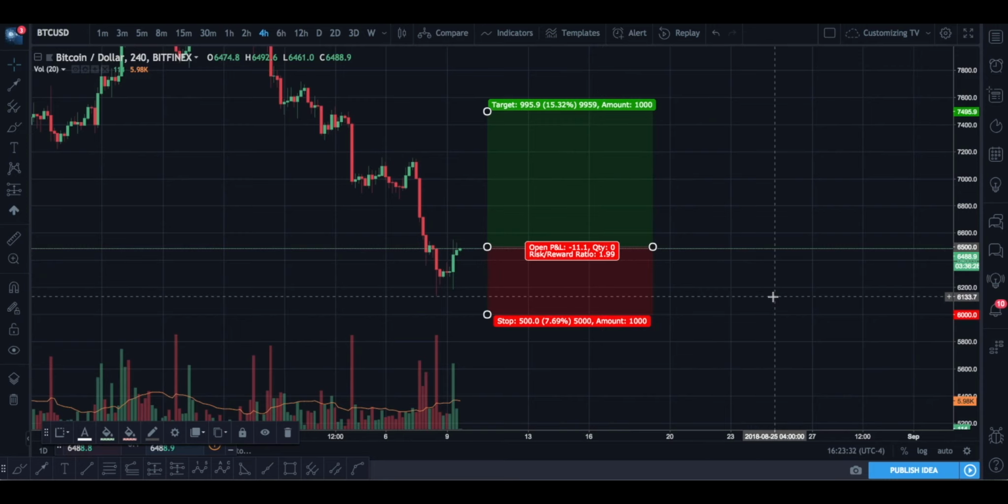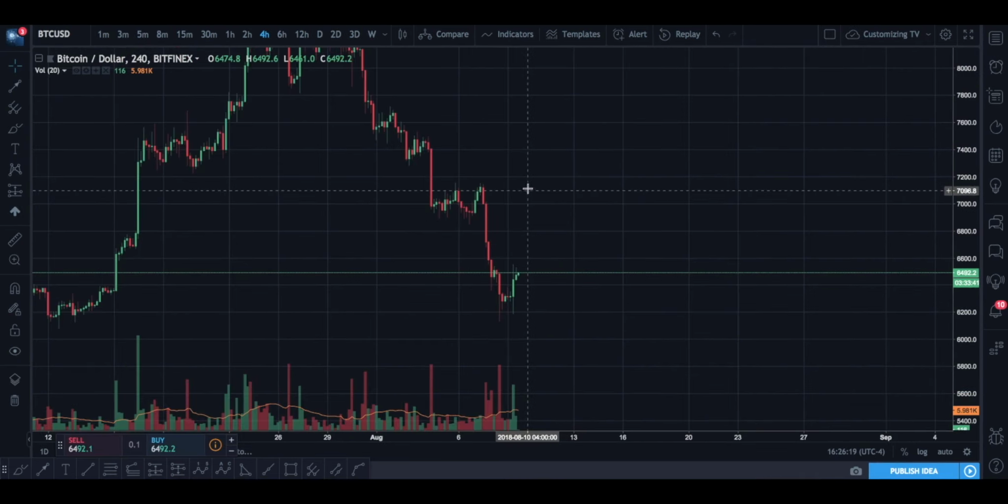That means that you can be wrong twice as long as you're right once. You will at the very least break even, right? That's a 2-to-1 risk to reward ratio. So now let's look at an even better risk to reward. So to keep things simple, I'm going to stay on Bitcoin, all right?